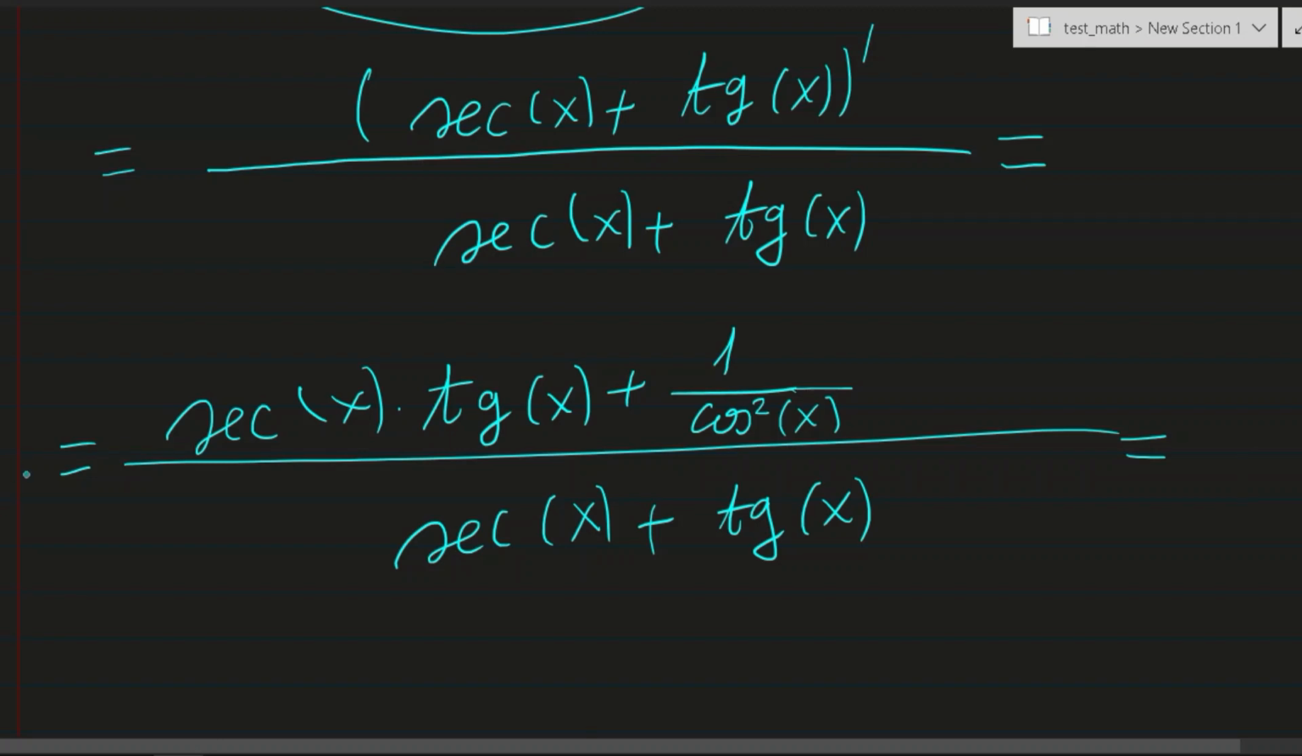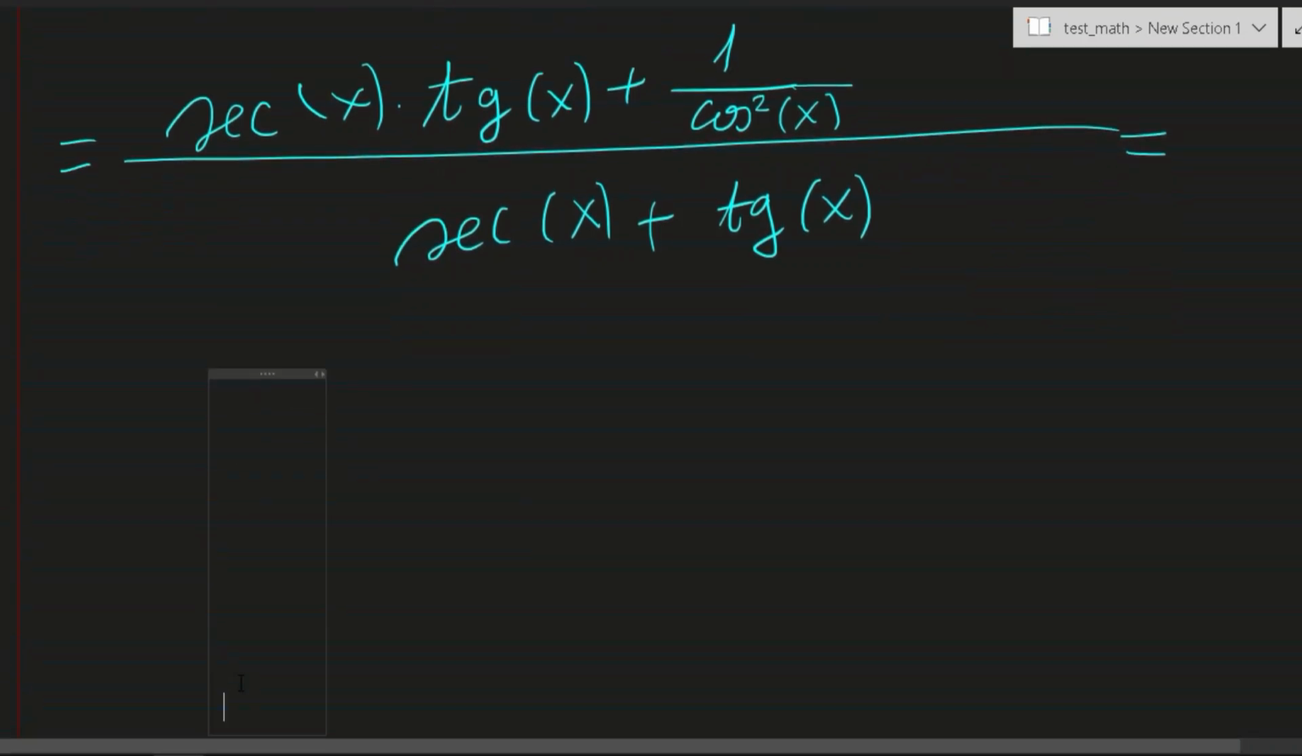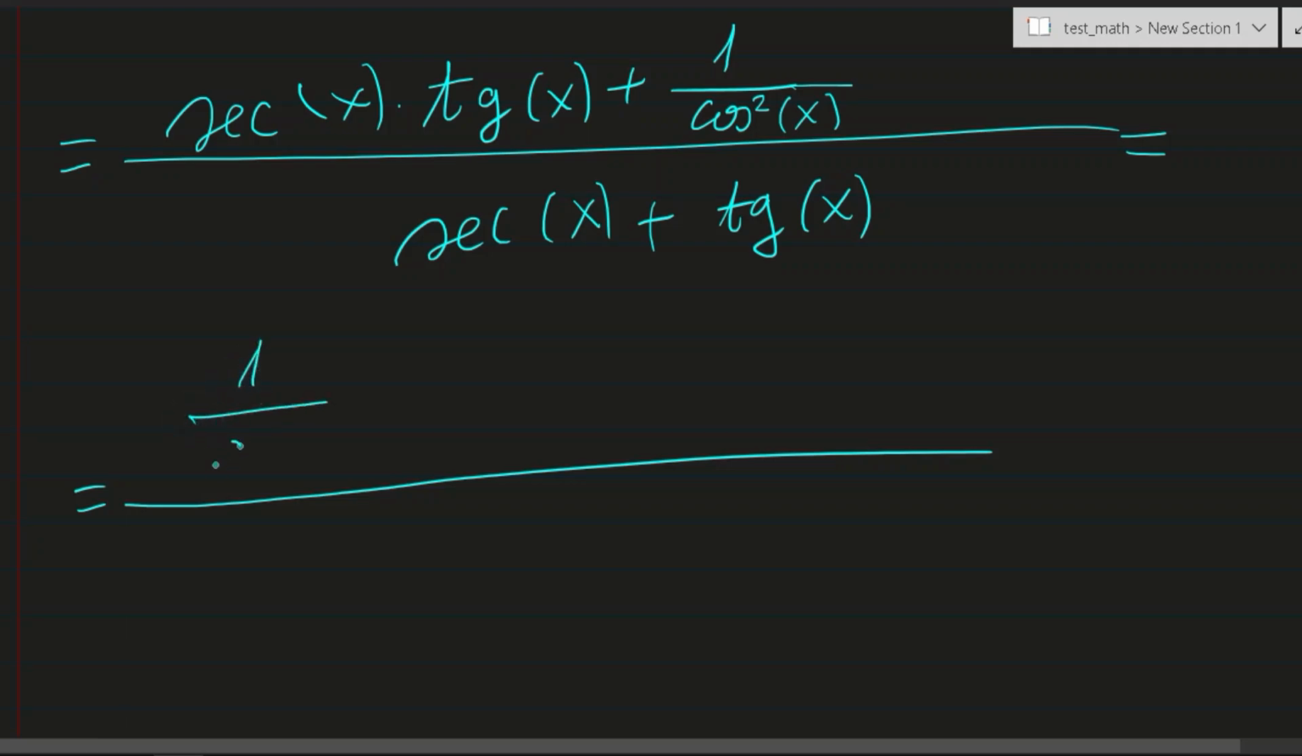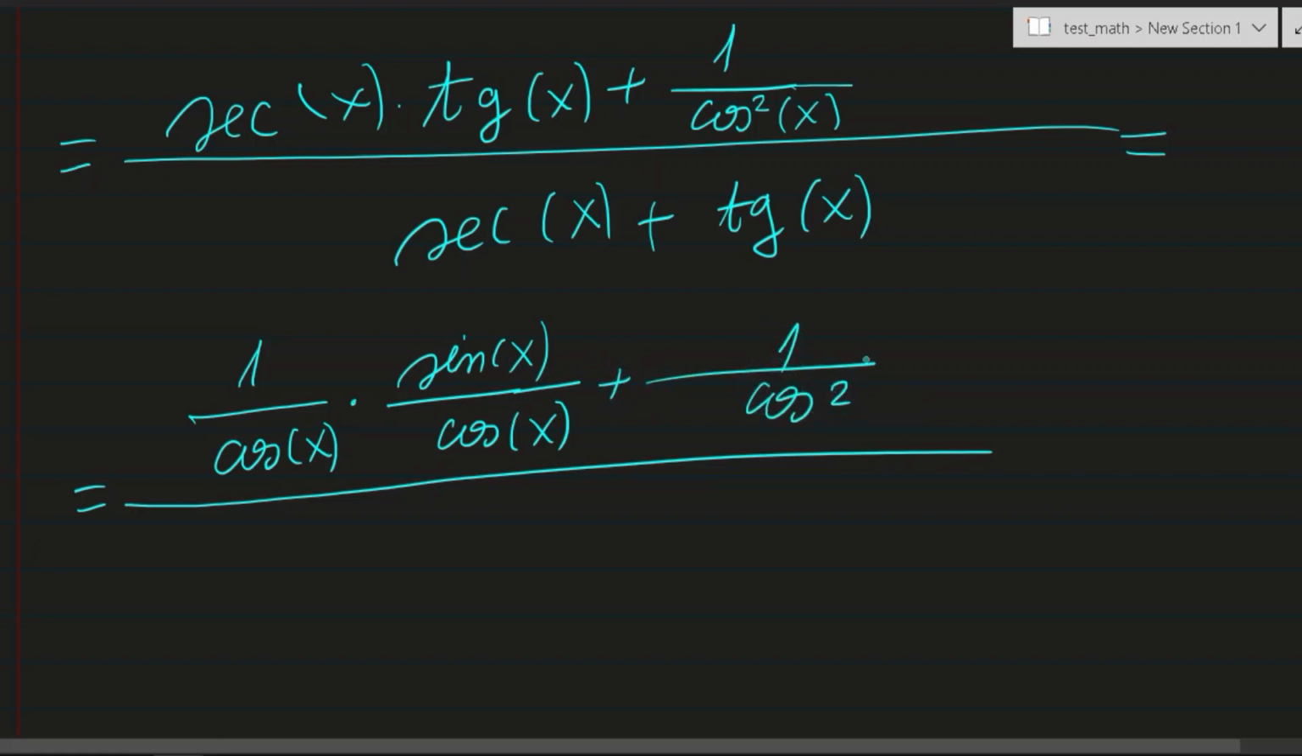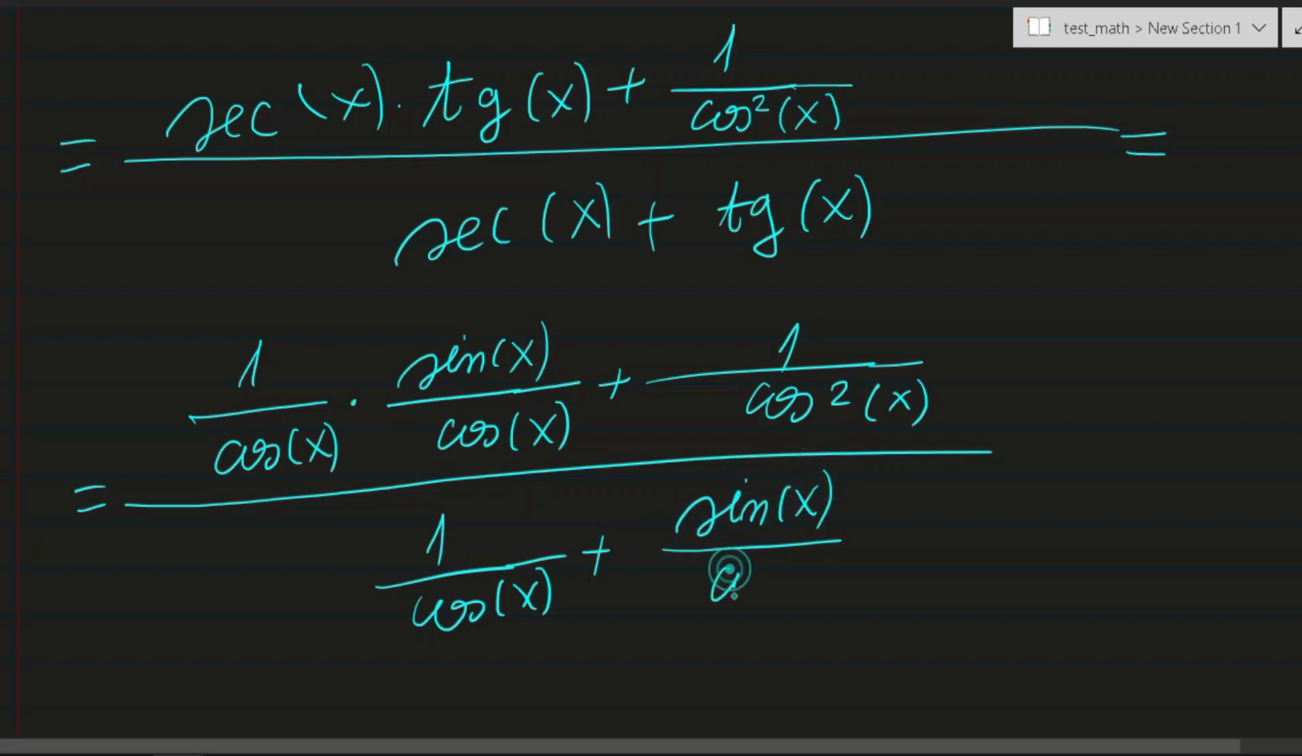However, here we can simplify this. This secant you can write as 1 over cosine x. Tangent is sine x over cosine x, plus 1 over cosine squared. Now the second is 1 over cosine x plus this tangent, you can write sine x over cosine x.